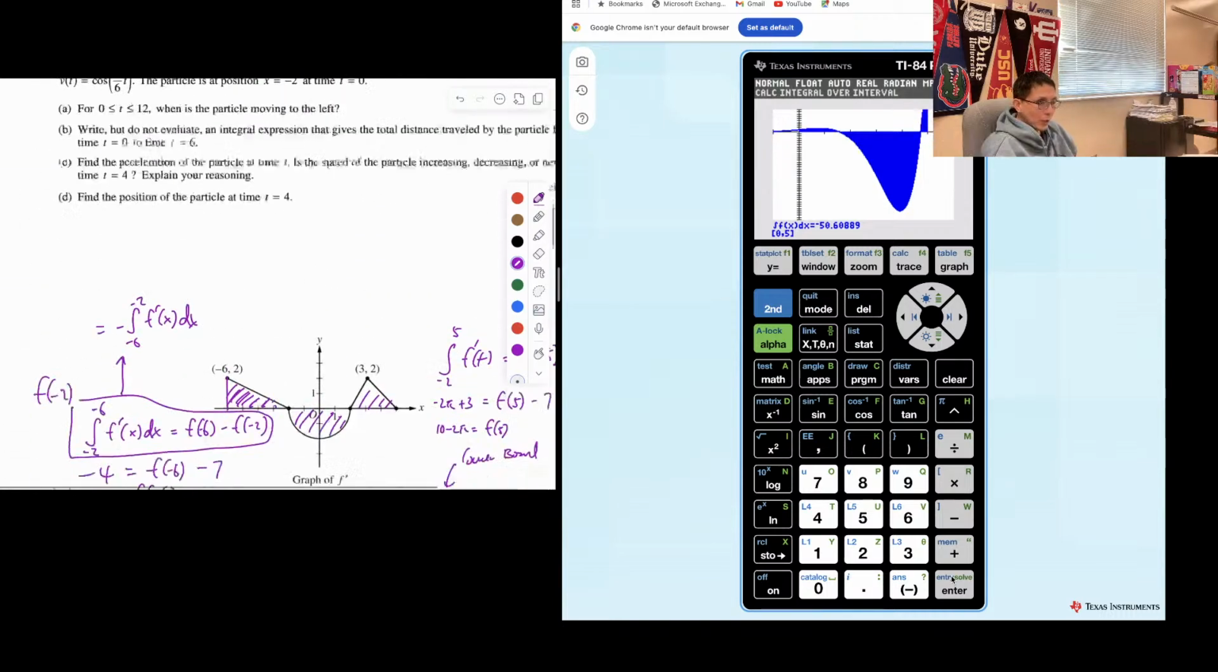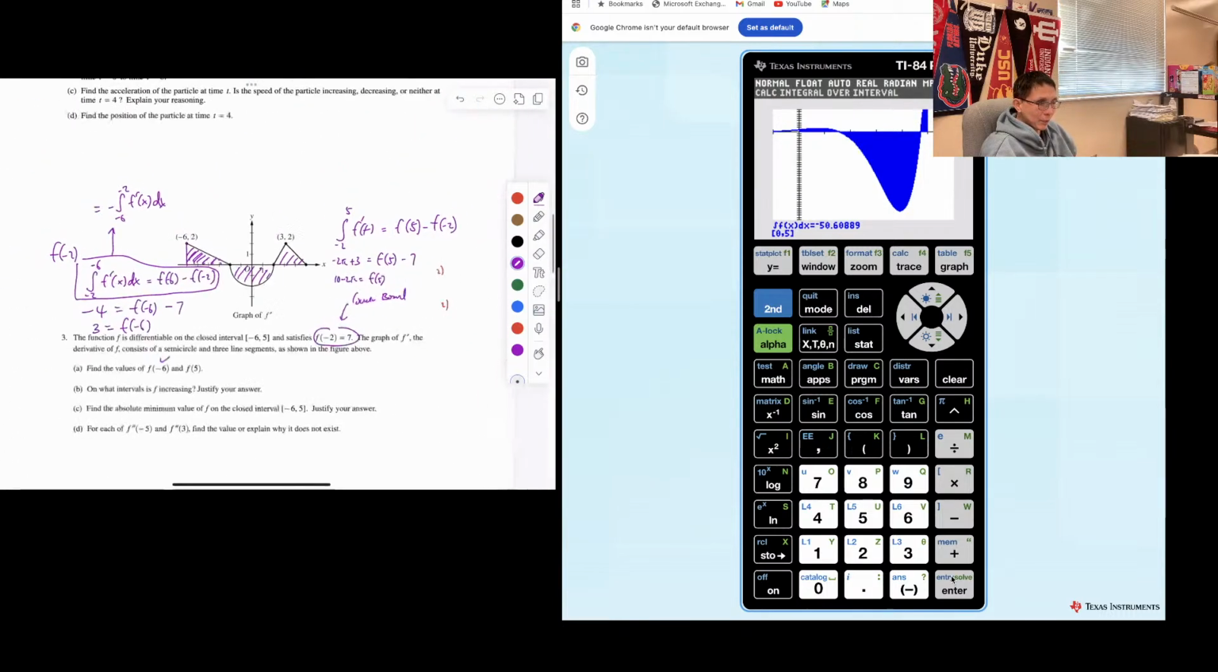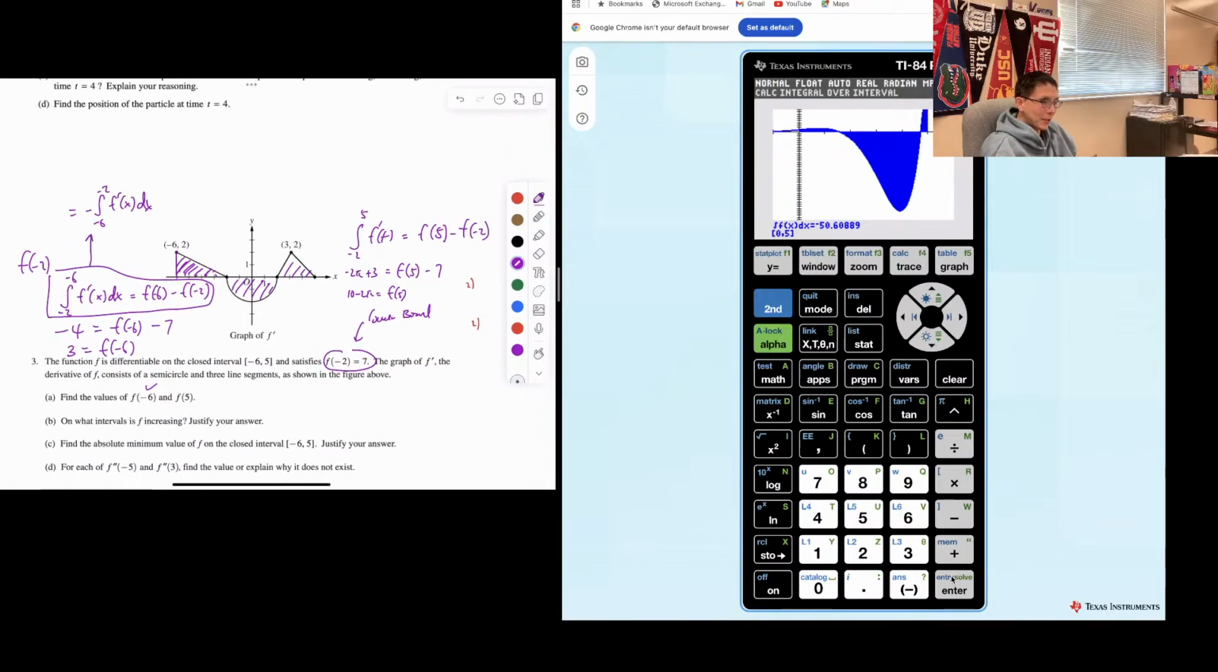Okay. One other question I thought was very important is this one. A lot of people did not get an answer, but f of negative 6 is equal to 3, and f of 5 is equal to 10 minus 2 pi.